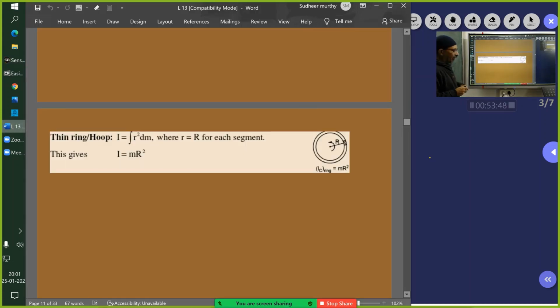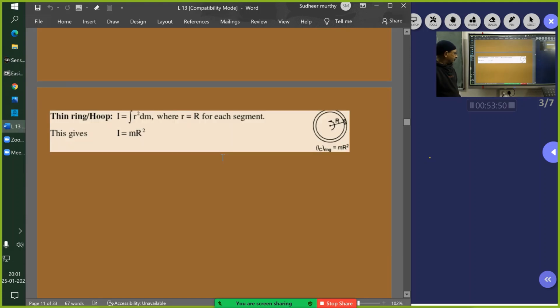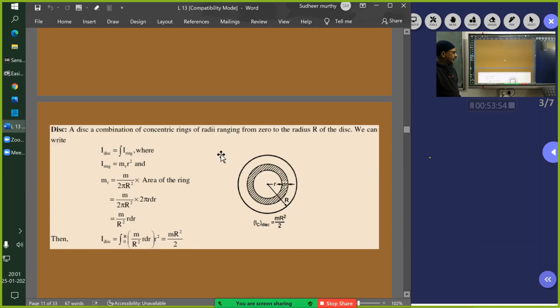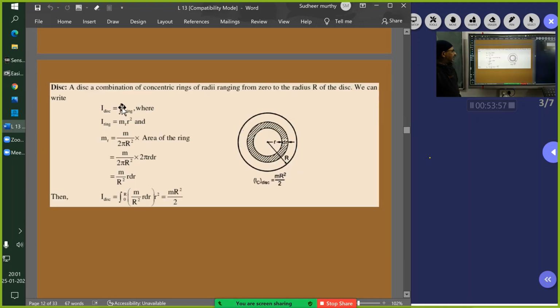So for a disk, I think I have already done this in my class. You get here m r square by 2. I have already done this. See, the only thing is dr. So dr will go from 0 to capital R, the limits of integration. So for a disk, it is m r square by 2.